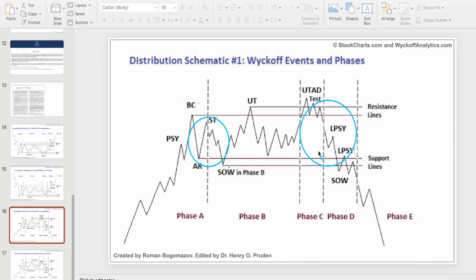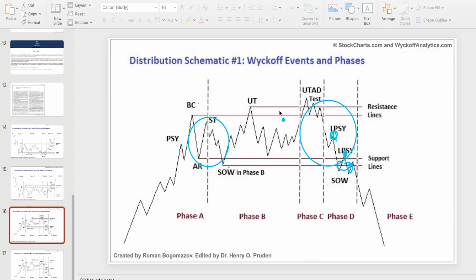So we're going to have a change of character in phase D to the downside, and that's going to lead to a major sign of weakness. And now we're going to want to be looking for trades around that zone. So we're going to have last point of supply as the market declines, as the market goes out of the trading range, which is where institutions are adding to their position, and that defines what happens in phase D. So that's how it goes with distribution. It's just like a mirror version of accumulation.